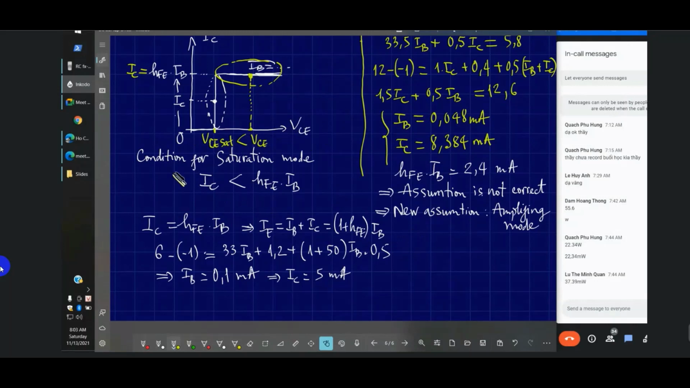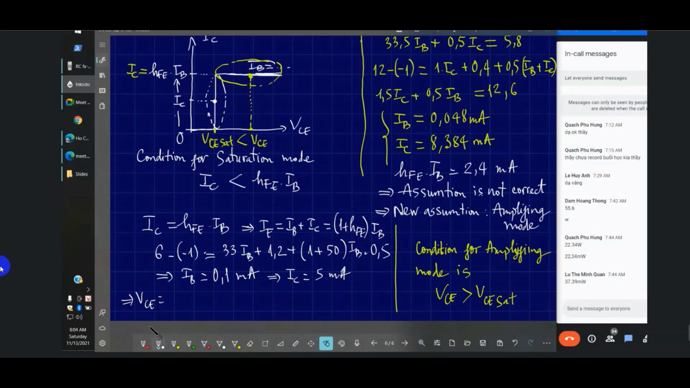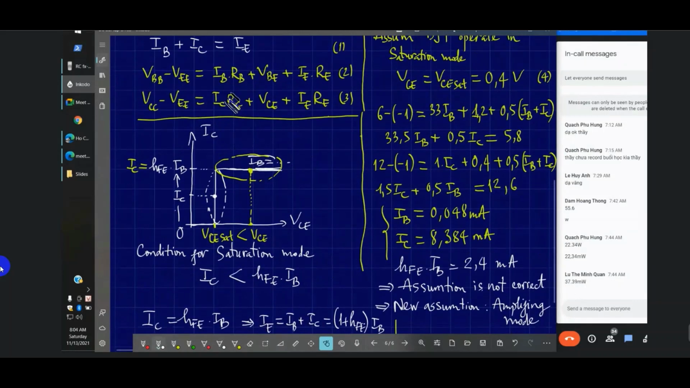So the condition for amplifying mode, right? So take here the conditions for amplifying mode. This one is long, right? Okay. VCE greater than VCE saturation. All right, then let's check. So from here, I can have my VCE. I have to calculate my VCE right here.